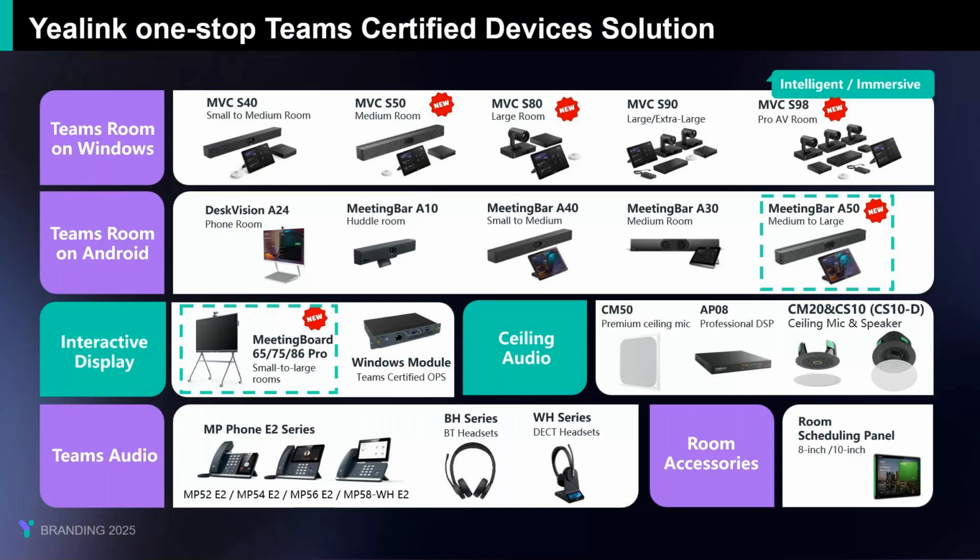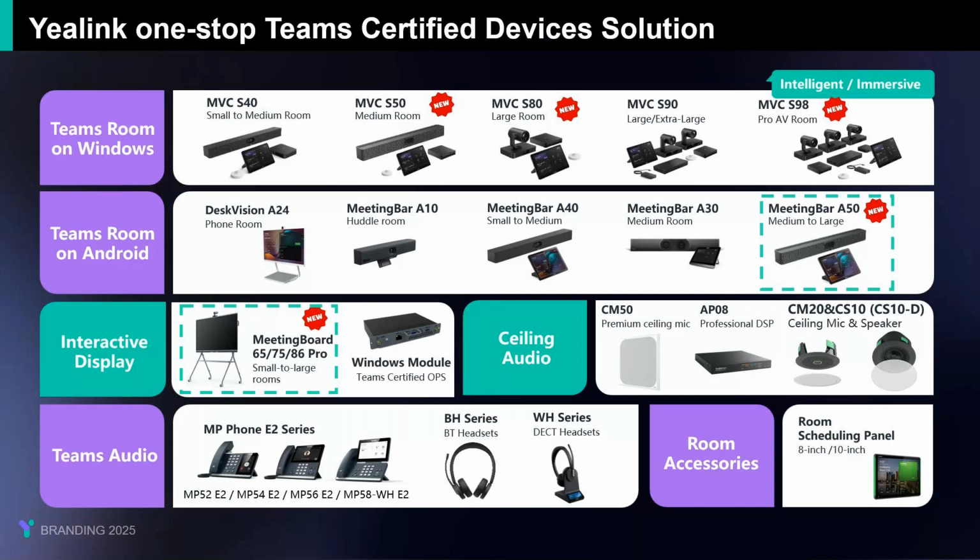Then we have the ceiling audio, where we have literally 2 different levels of quality. I mean, it's also coming down to the room size. I wouldn't put a CM50 into a small room, definitely not. So it's not just in terms of quality, it's more or less for the room size, the room scale. We have the CM20 and the CS10, which are more or less the standard basic devices. And then we have the CM50 and the CS10D, which are Dante enabled devices, which require a DSP, which we can serve with the AP08.